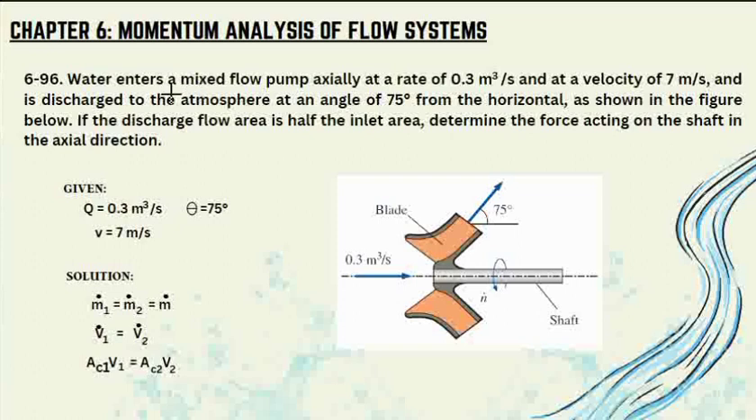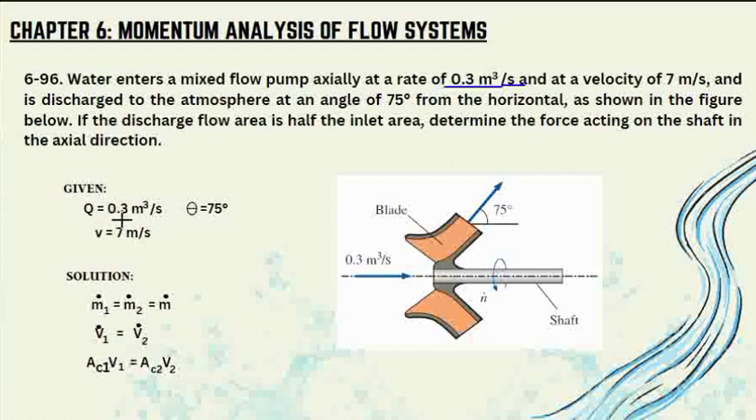Water enters a mixed flow pump at a rate of 0.3 cubic meter per second and at a velocity of 7 meter per second, and is discharged to the atmosphere at an angle of 75 degrees from the horizontal, as shown in the figure below. If the discharge flow area is half the inlet area, determine the force acting on the shaft in the axial direction.